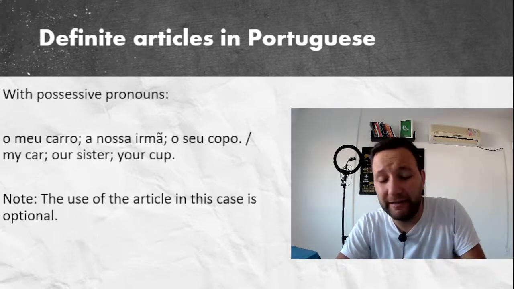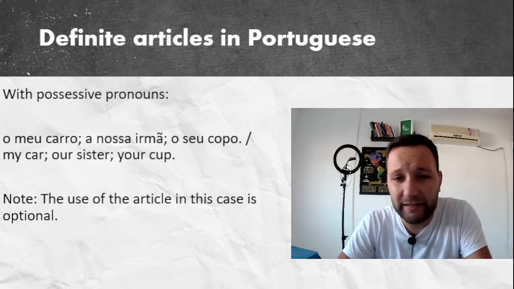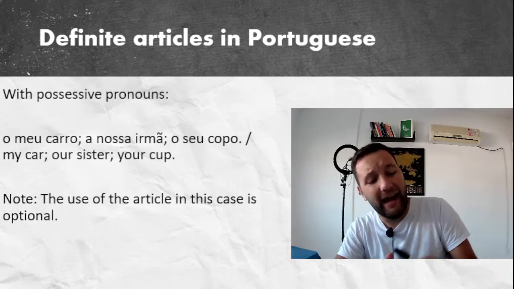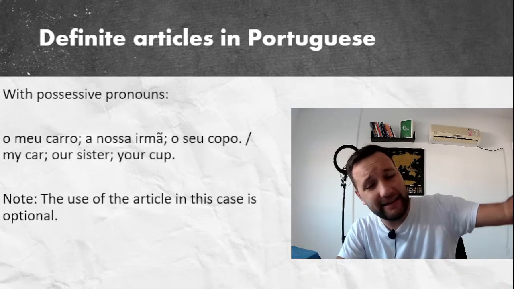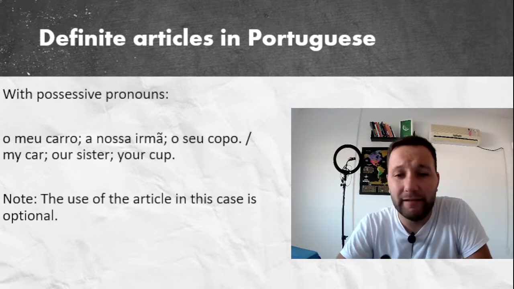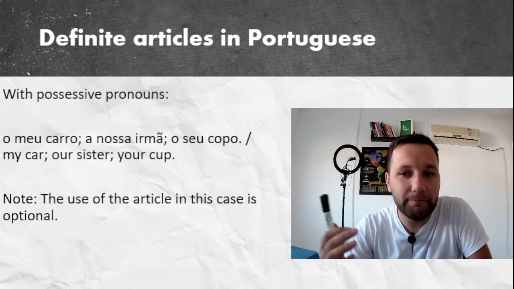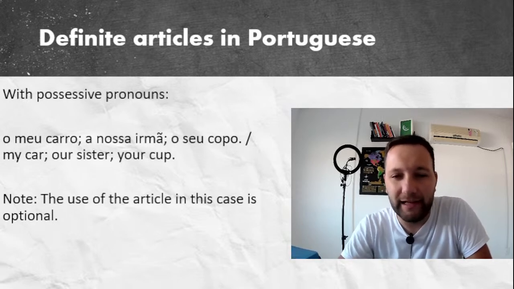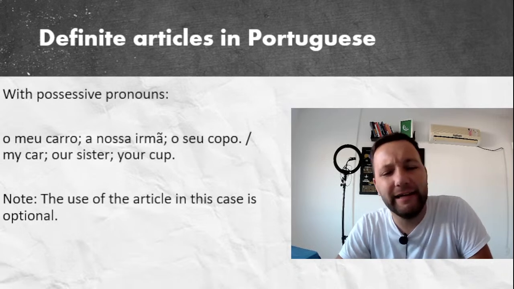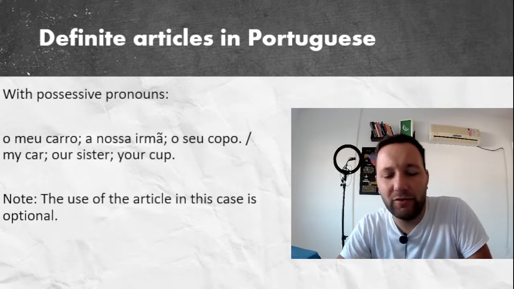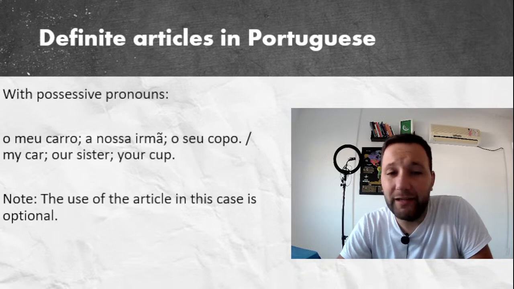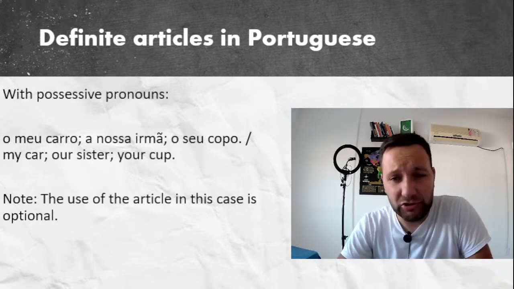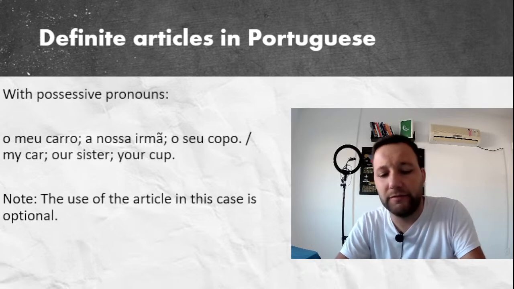And one tip, here in Brazil we use a lot the articles on those cases. A minha caneta está em cima da mesa. My pen would be if I translate each word, but it doesn't make sense in English. A minha caneta, my pen is on the table. Always we are using those definitive articles here, but it's optional. You can use it or not.